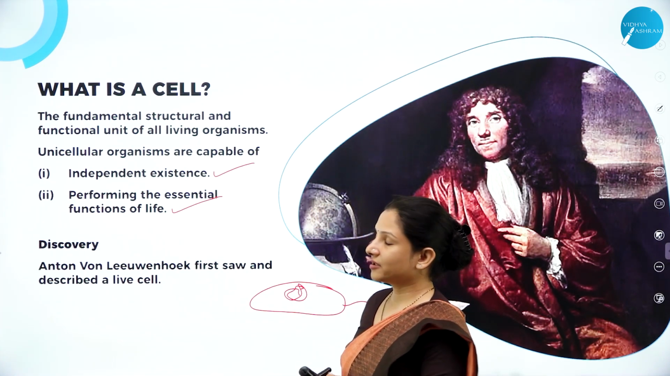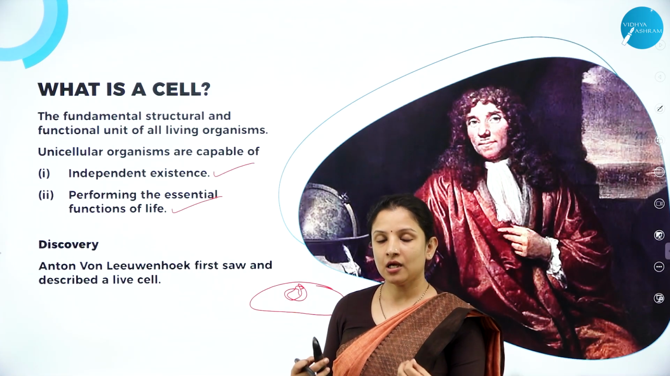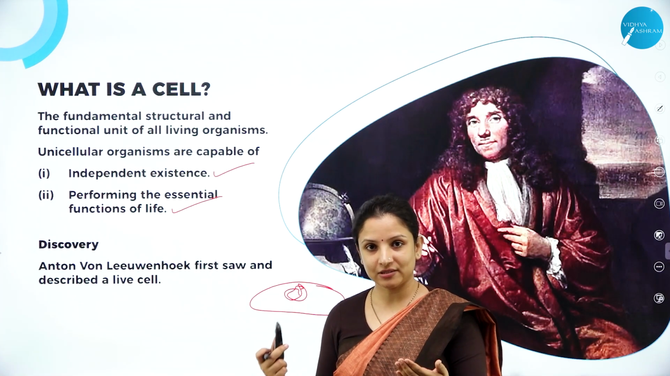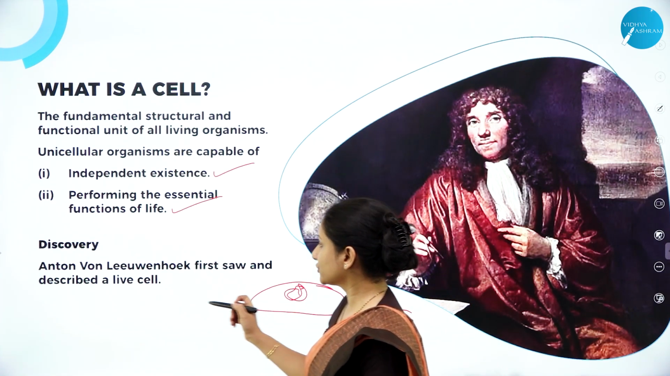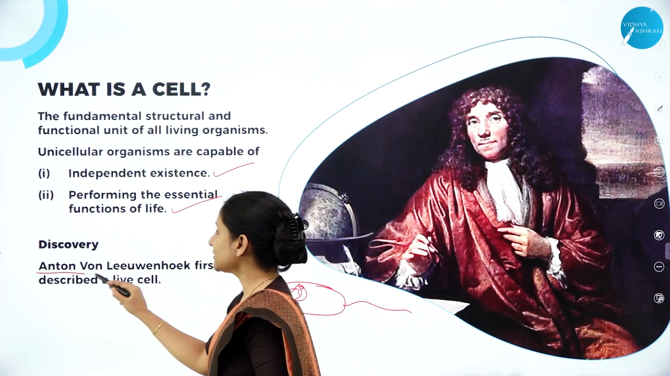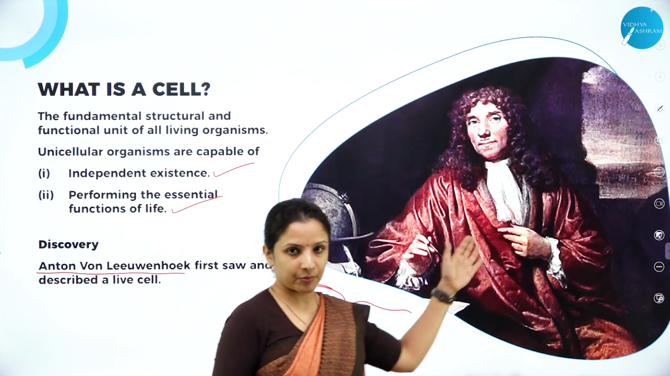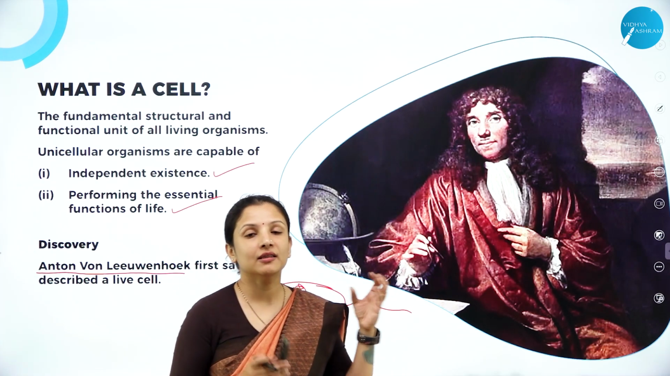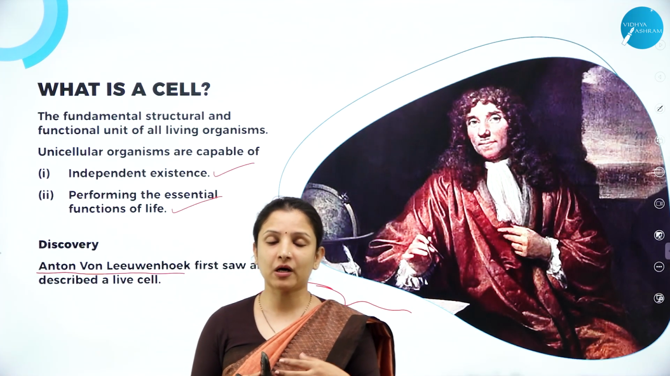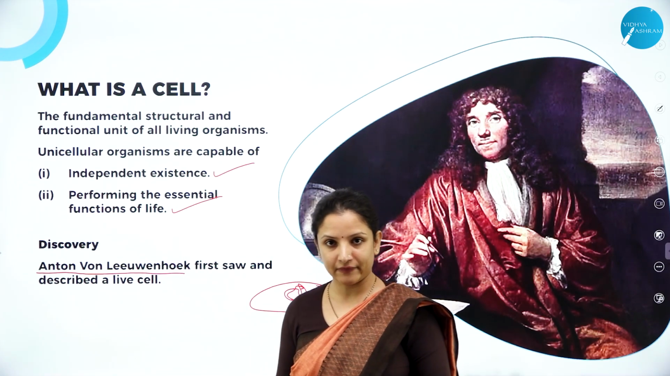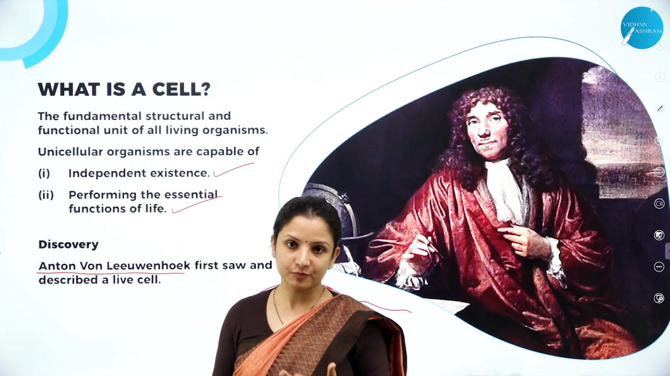Now we know what a cell is, and how exactly did people get to know about the cell. That credit goes to a scientist whose name is Anton von Leeuwenhoek. Anton von Leeuwenhoek was the first person to have studied a live cell under the microscope. Of course, the microscope during his time was not that well developed. It was a simple microscope that they used.